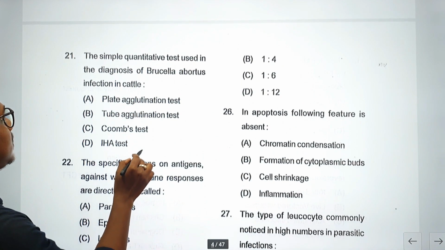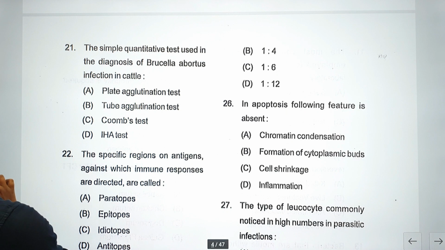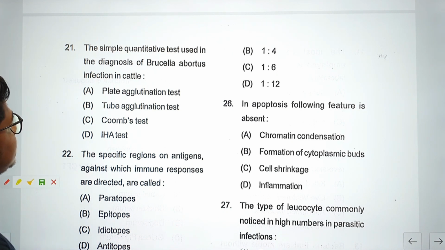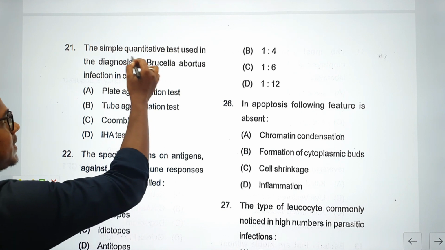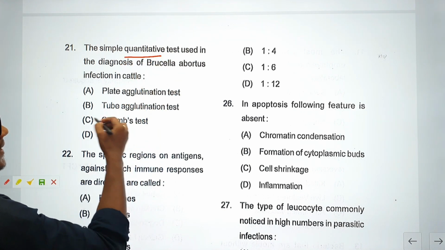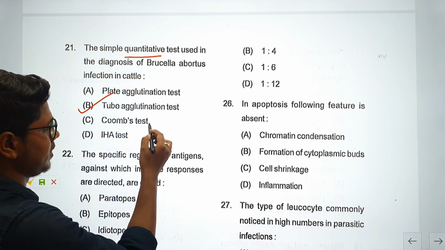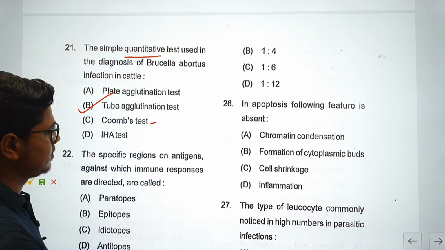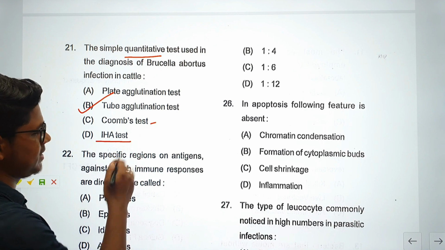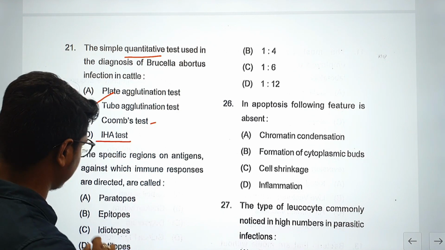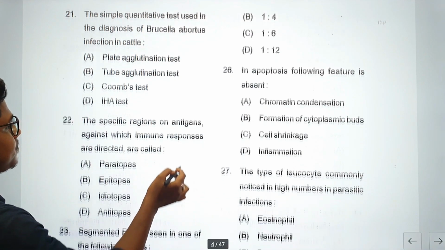Next, the simple quantitative test used in the diagnosis of Brucella abortus infection is the agglutination test, but the question is quantitative, so the answer will be tube agglutination test. I already told you, Coombs test is for antiglobulin, which is in erythrocytes. IHA, basically indirect hemagglutination test, is known as IHA test.